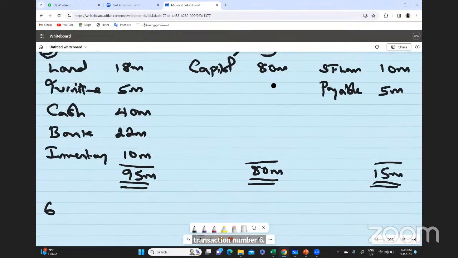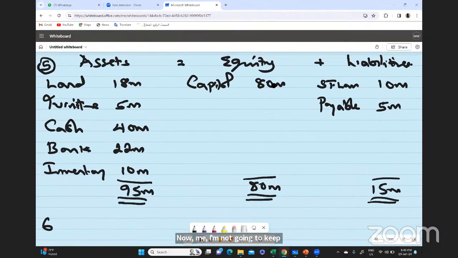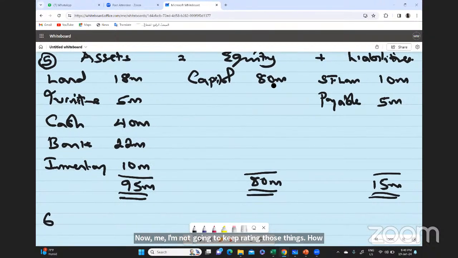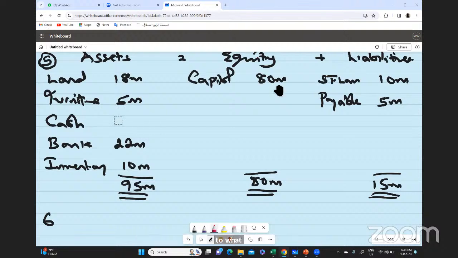Now, I'm not going to keep writing those things, for you have to rewrite. Yeah? Now, let me show you the changes. Okay, we are saying that what is going to change? What are we changing? Our cash is going to increase from 40 to what? To 46 point? 46.5.